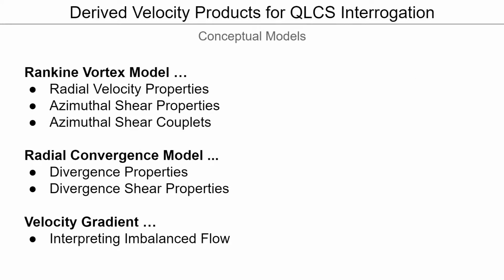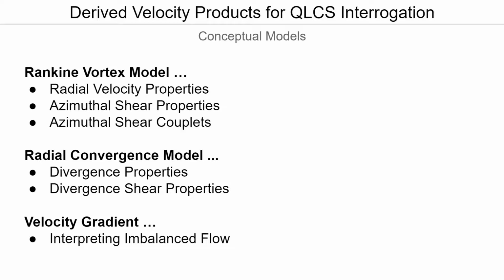So this is going to start with some conceptual models to lay the foundation. What we'll do is try to figure out how to model those mesovortex circulations with QLCSs. In doing this, we'll use the familiar combined Rankine vortex and show how that relates to azimuthal shear, also known as NROT in GR2. Then we'll go into the less familiar concepts of radial convergence and its divergent shear properties. That's a product that I'll talk a little bit more about.